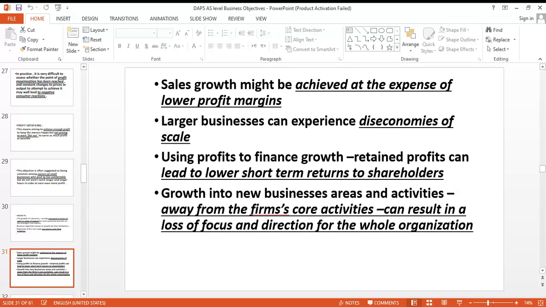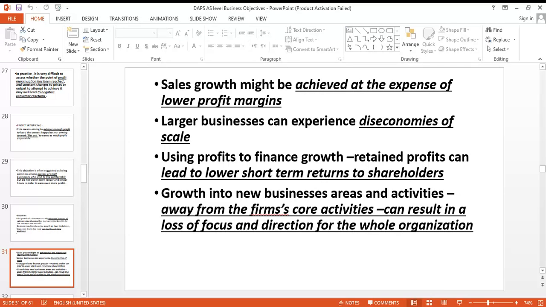If you are, for example, a company, now what can a company do? A company can use retained earnings in order to grow. Now, in order to have more retained earnings, you are going to have to give less and less dividends to your shareholders. The shareholders' incomes will fall, so that may make the shareholders unhappy in the short run.